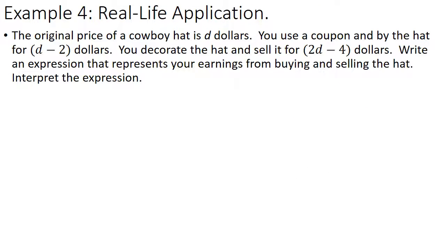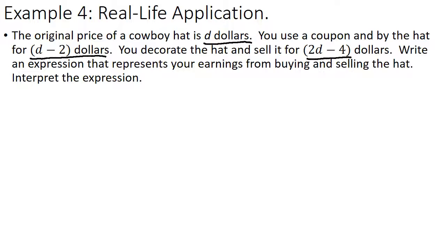So the original price of a cowboy hat is D dollars. Okay, you use a coupon and buy the hat for D minus $2. You decorate the hat and sell it for 2D minus $4. Write an expression that represents your earnings from buying and selling the hat and interpret the expression.